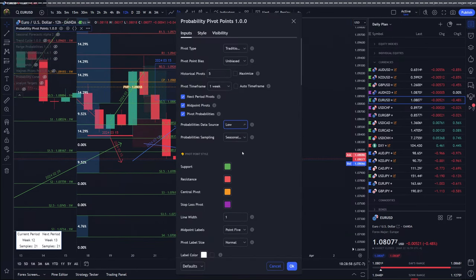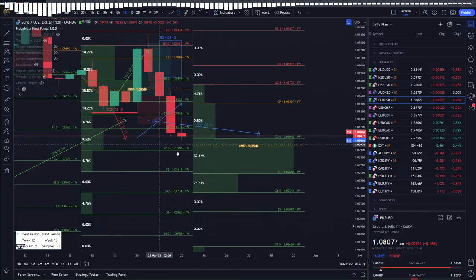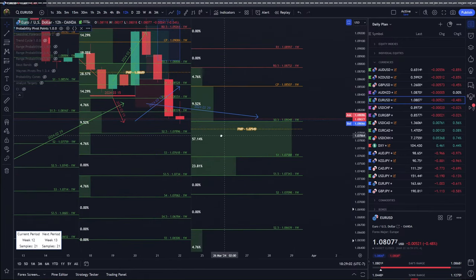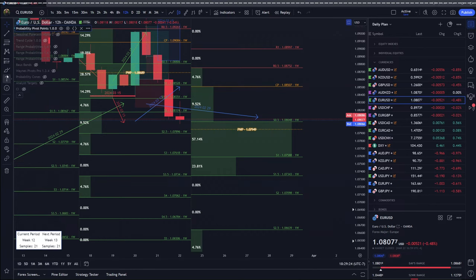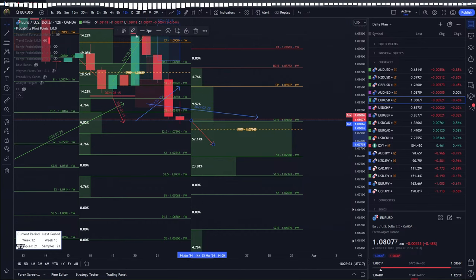Real quick, let's look at our low odds here. Euro dollar had a particularly interesting low odd here seasonally. You can see 57% of the time over the last 21 years, the low next week is in this 25 pip spot. It's like, no, it's 47, 48 pips, roughly. And I think that odd is large enough just to flat out say, yeah, bearish continuation looks likely in that scenario.